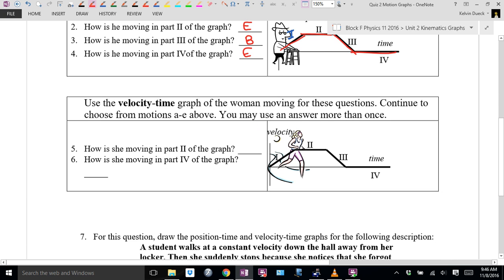Velocity versus time graph. Now I got to think about this a bit more. How is she moving in part 2? Part 2 is that chunk right there. That's forward, constant speed. I think that's also A, yeah? To the right, forward, constant speed. And part 4, that's this chunk right here. That's at rest. How is she moving in part 1? Forward or to the right, speeding up? How is she moving in part 3? To the right still, but slowing down. To the left would be below the x-axis. So one mark for each of those.